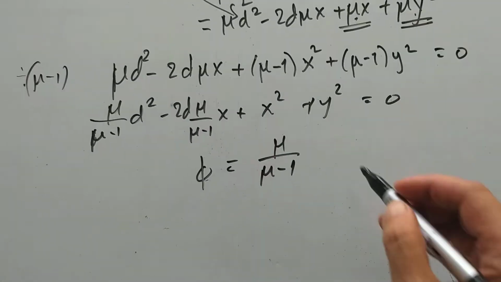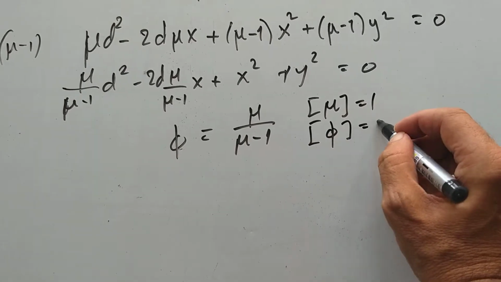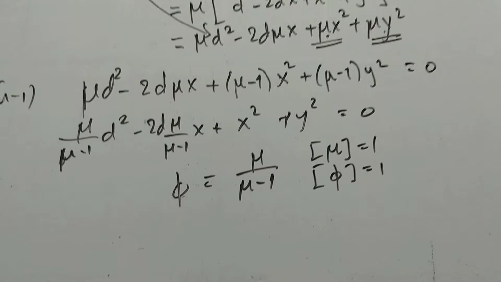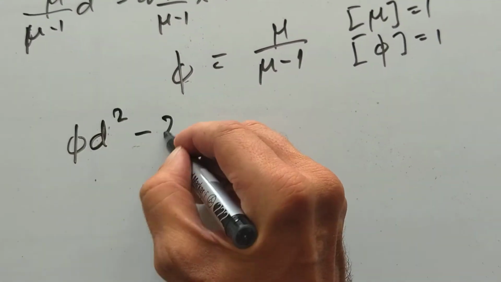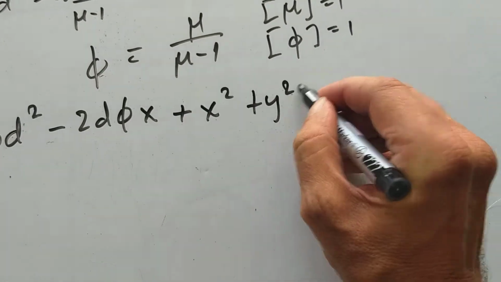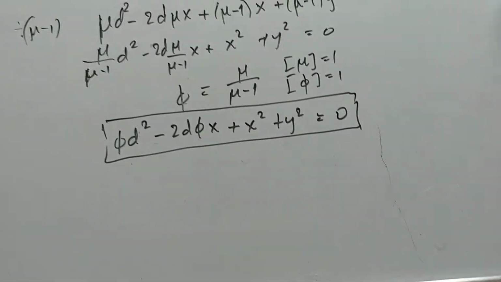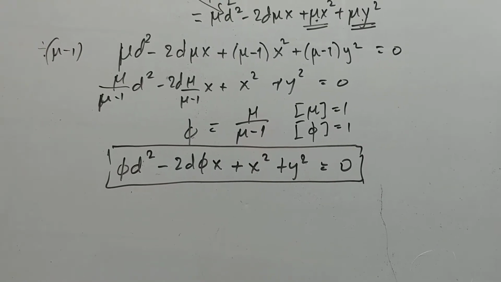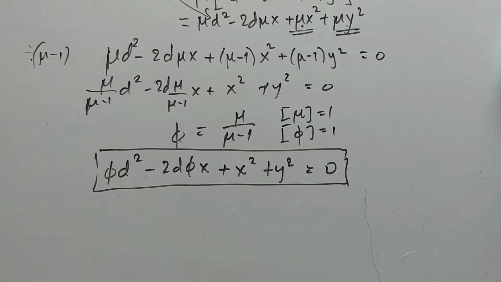Now this factor phi, mu over mu minus 1, is another dimensionless factor. The dimensions of mu is 1, and the dimensions of phi is also 1. So I can write my equation like so: phi d squared minus 2d phi x plus x squared plus y squared is 0. Again, have you ever seen something so beautiful? Everything of this problem has been reduced to this formula, and we just have to prove that this is a circle.